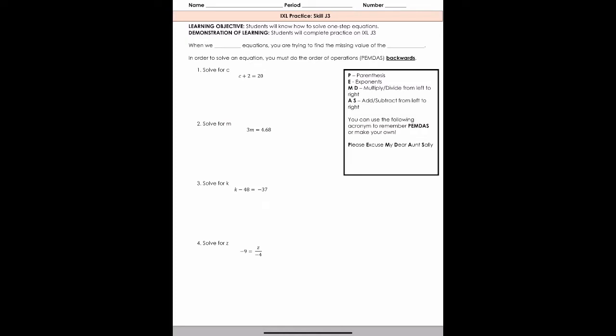This is skill J3 on IXL, how to solve one-step equations.